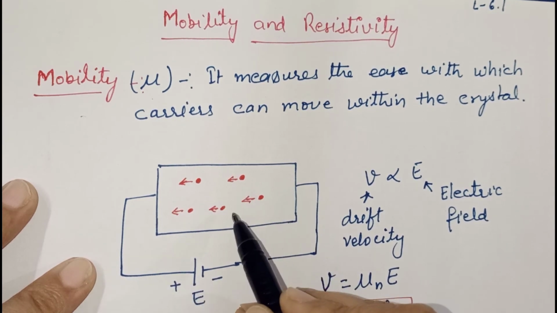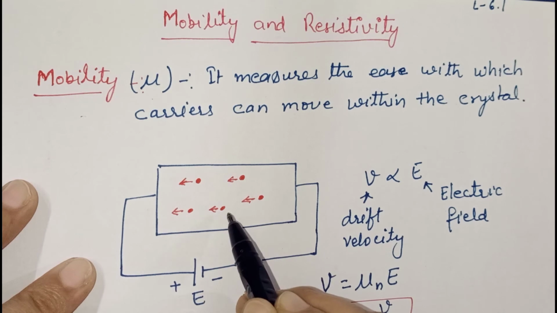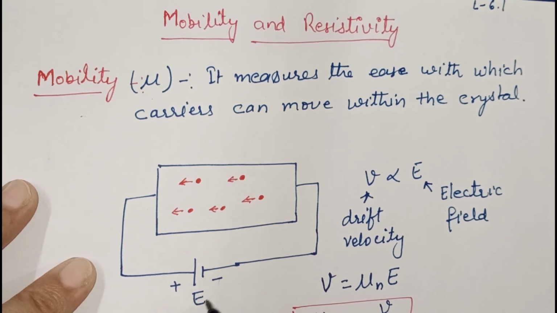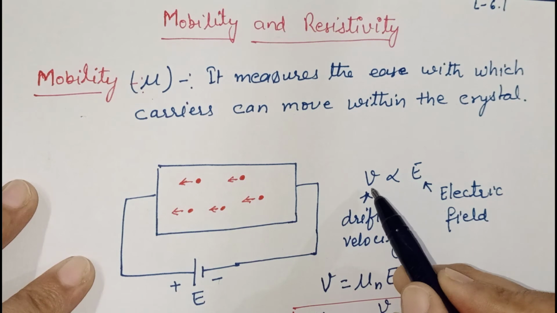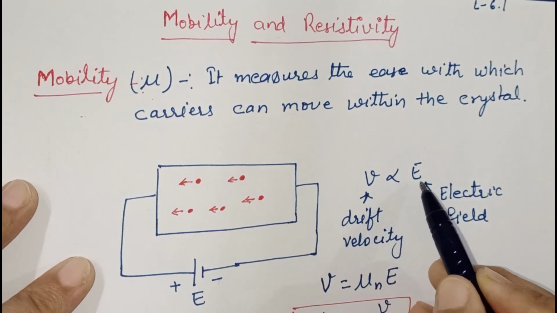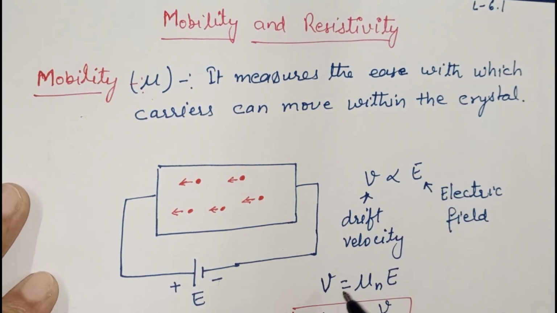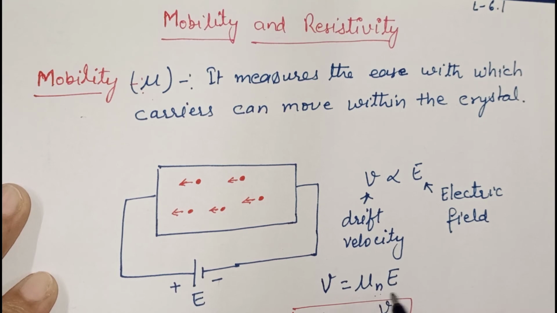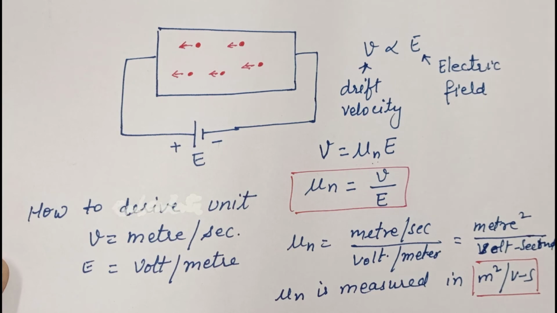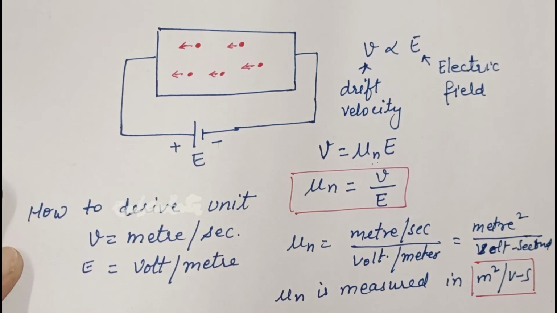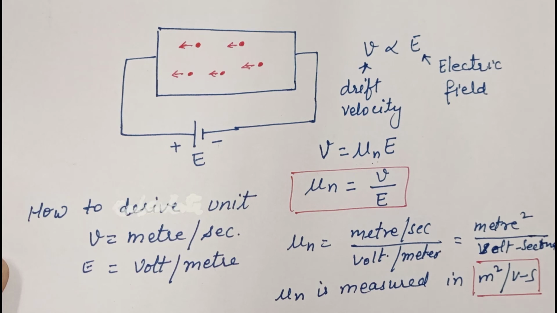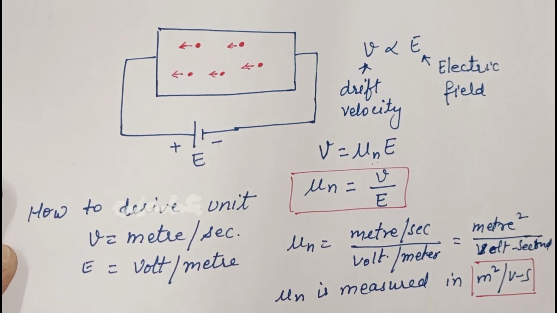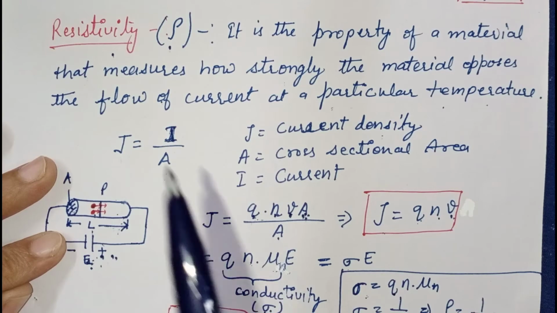So they will have some drift velocity, and this drift velocity is directly proportional to this steady electric field. So we can say drift velocity is directly proportional to electric field. So drift velocity equals mobility times electric field. This mobility is the proportionality constant. So mobility of electrons equals drift velocity upon electric field. And the unit of mobility is square meter per volt second.